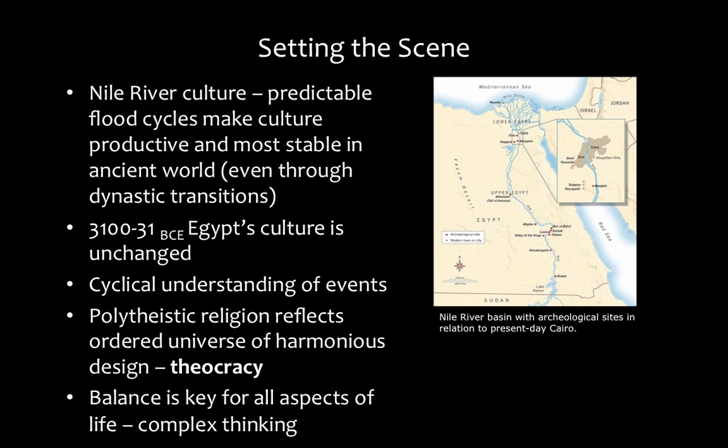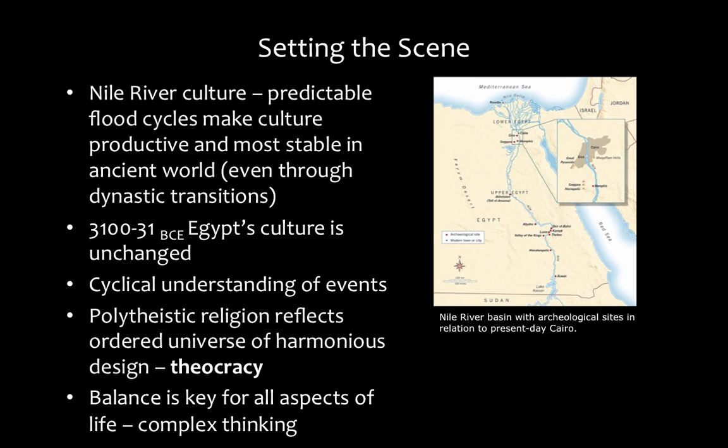So the Nile River is a very predictable river. The flood cycles are extremely predictable. The people who live there know when it's going to flood every year. What's the rainy season? What's the flood season? What's the drought season? And because the Nile River is such a predictable river, it makes the culture here one of the most productive and stable in the entire ancient world.